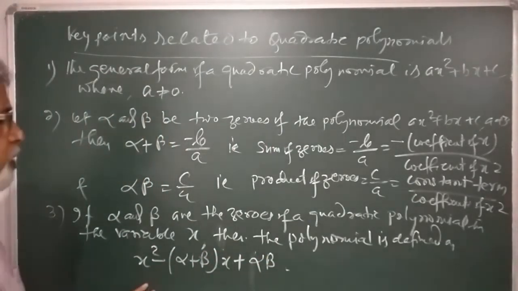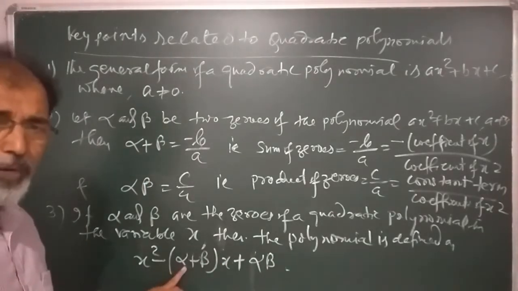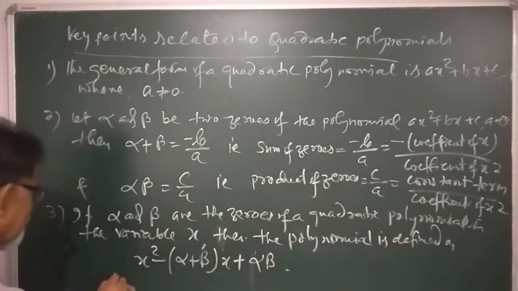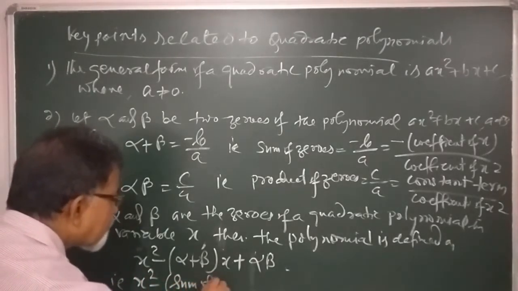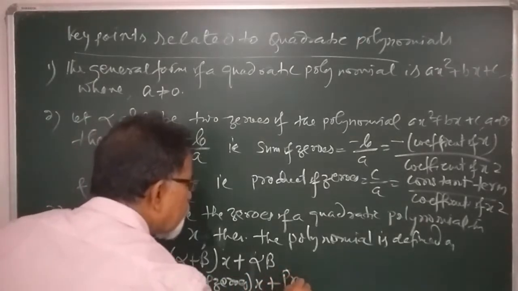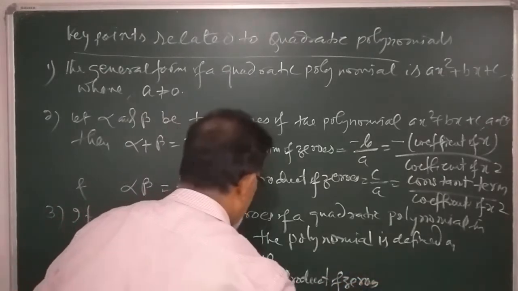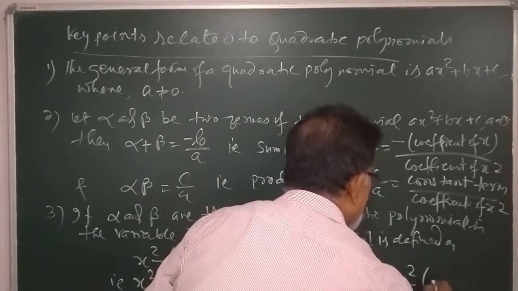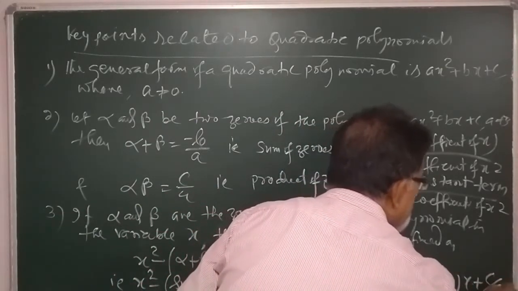That is, x square minus, within bracket, sum of zeros into x plus product of zeros, that is, x square minus sum of zeros into x plus product of zeros. And this can be written as x square minus b by a x plus c by a, and so on.